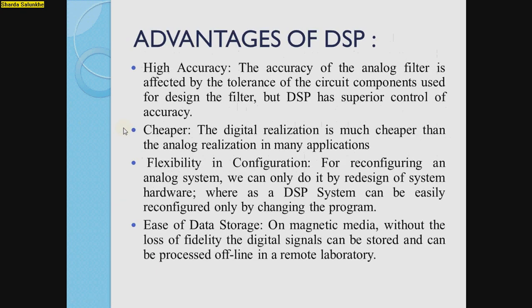So, the advantages of the DSP. DSP has the highest accuracy. The accuracy of an analog filter is affected by the tolerance of the circuit components used in the filter design, but DSP has superior control of accuracy. So this is one of the biggest advantages of the DSP: high accuracy. The second advantage is cost, it is cheaper. The digital realization is much cheaper than the analog realization in many applications.